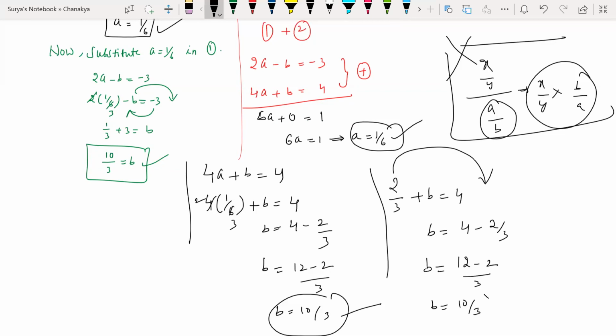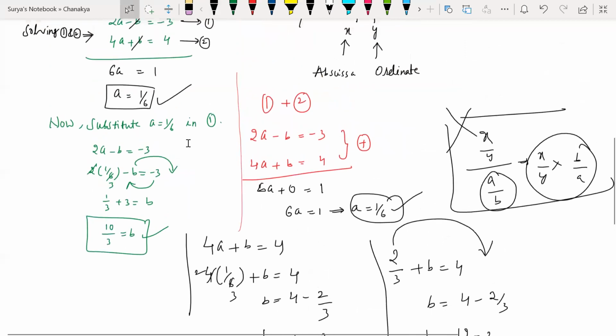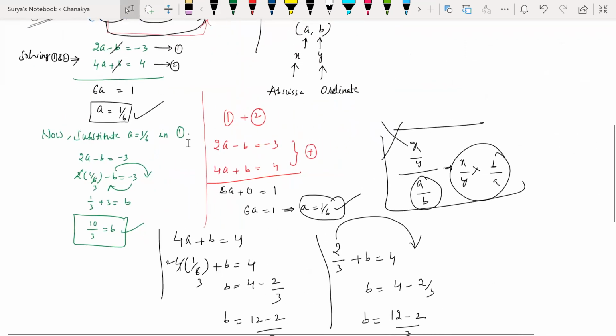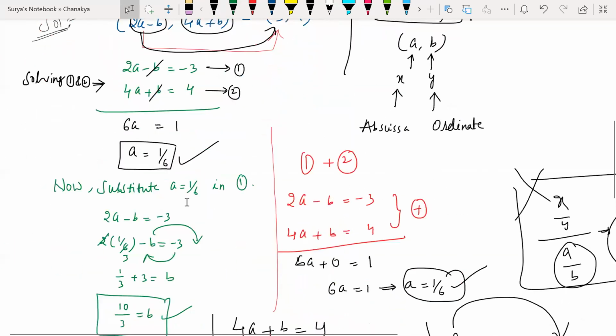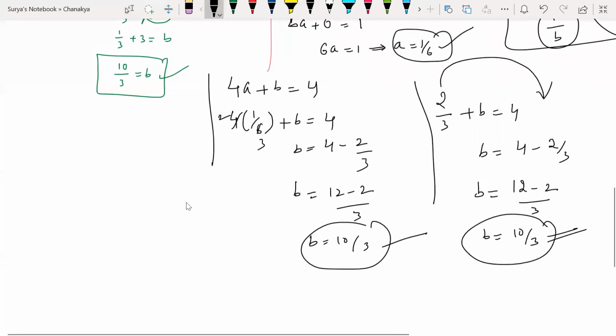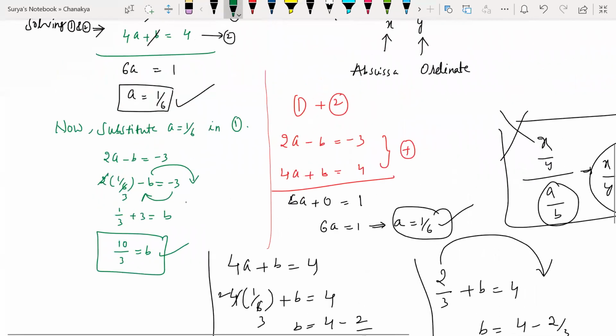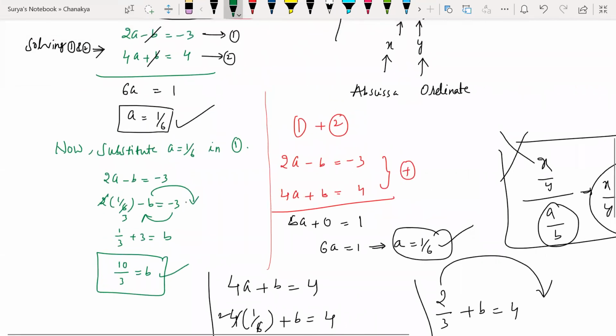Which is going to be 10 by 3. Sir, but if you substitute a value inside the first equation, like a equal to b minus 3 by 2, then you're getting a different answer. Which answer are you talking about? The first equation? Yes, sir. Suppose we are taking the value of a variable, just equating it, like a equal to b minus 3 by 2, and then we substitute.